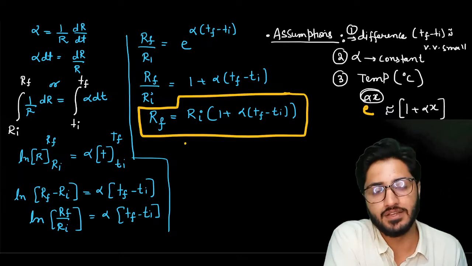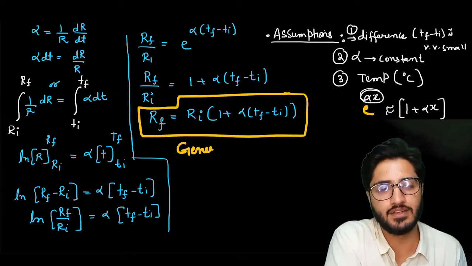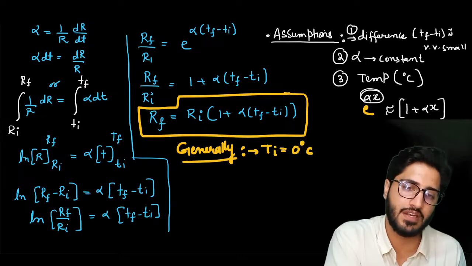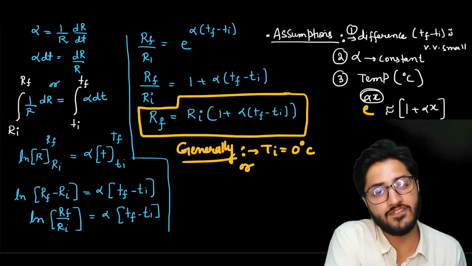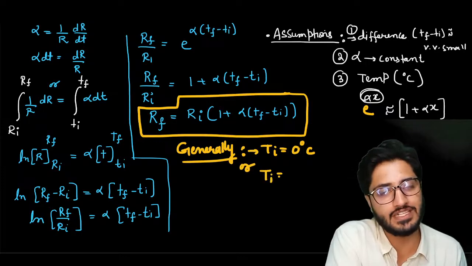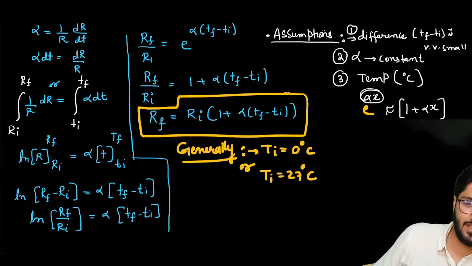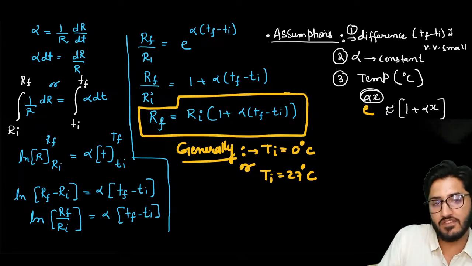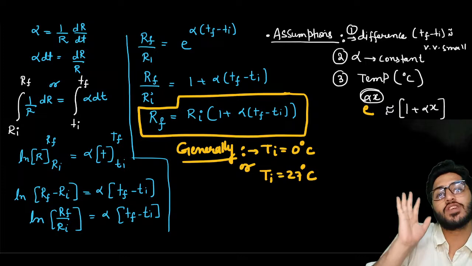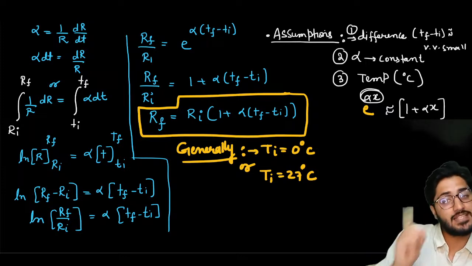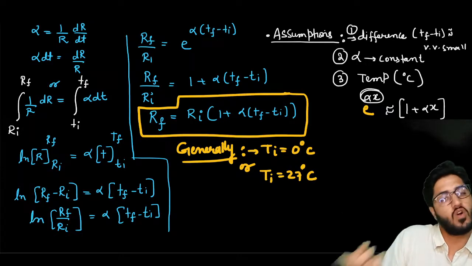And generally, we have some pointers. Generally, we are taking the initial temperature as 0 degree centigrade, or if given, it is equal to 27 degree centigrade. If it is not given, we need to take it as 0 degree. In some cases, it is given as 27. So the initial temperature is always 0 or 27.